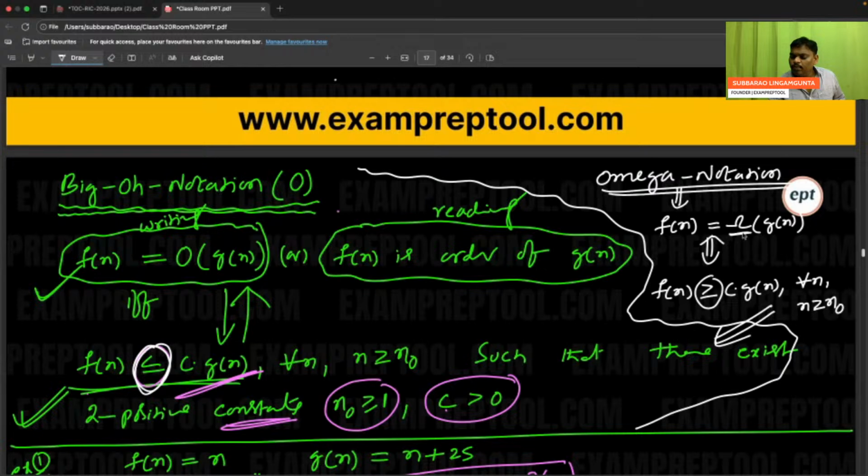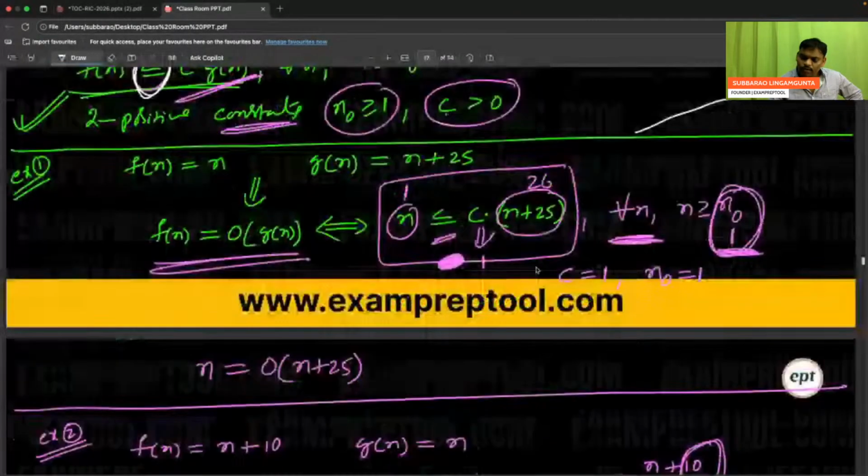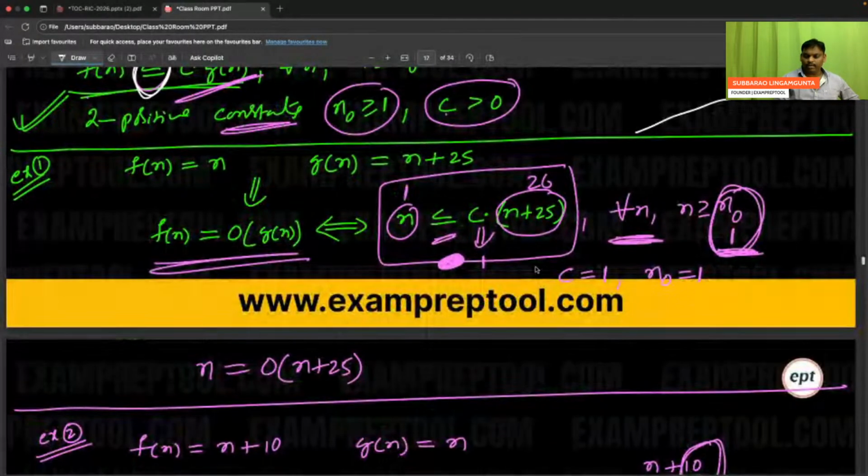So a new symbol omega came. Omega means greater than or equal to. What is the meaning of greater than or equal to? The right person is smaller or equal compared with the left person, which is nothing but the left person is bigger or equal. I think I have given the definition of omega notation. So let's see examples one by one, whatever I have written here.